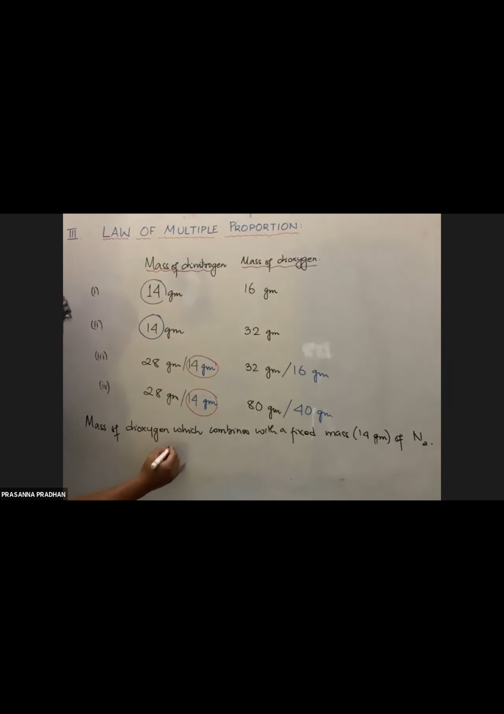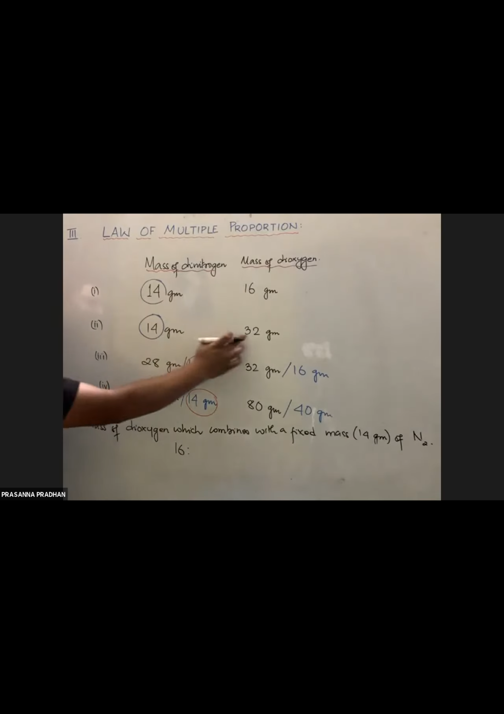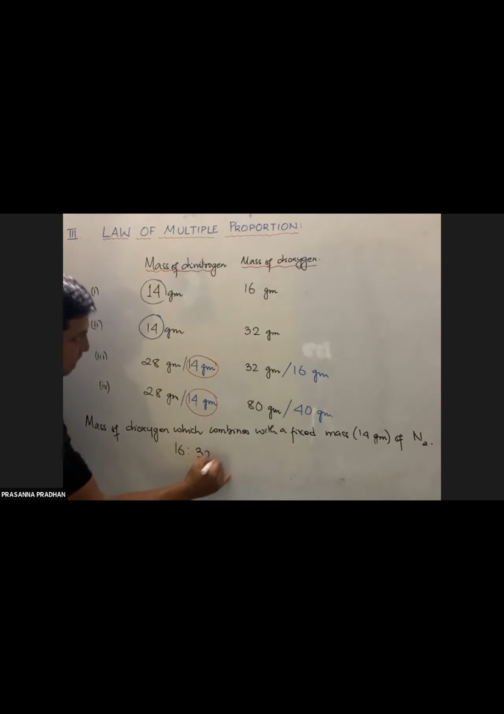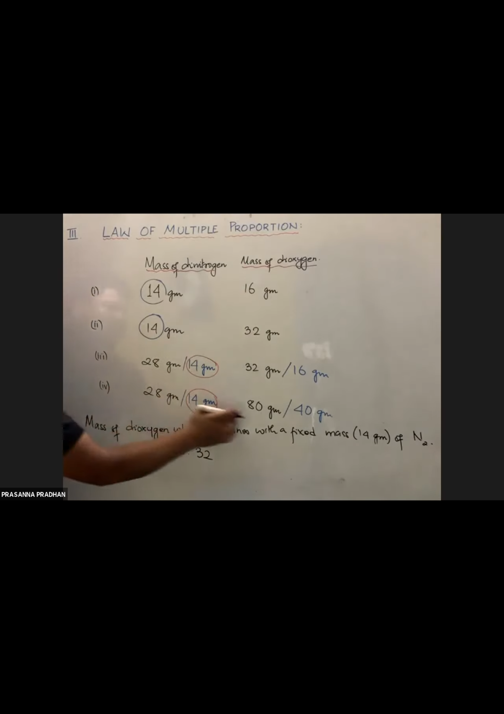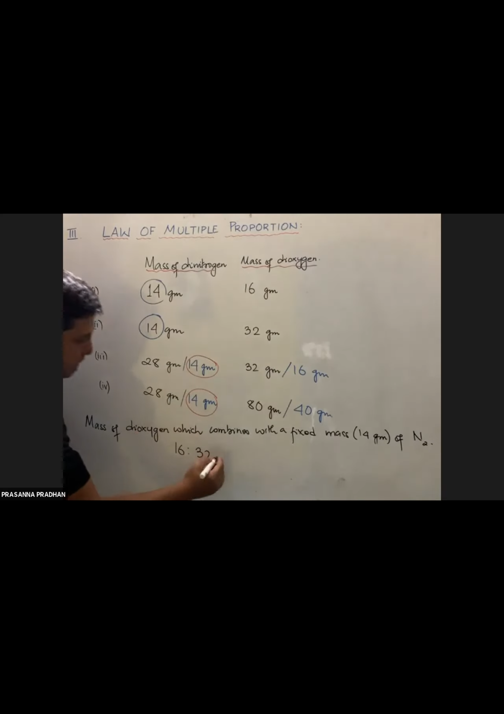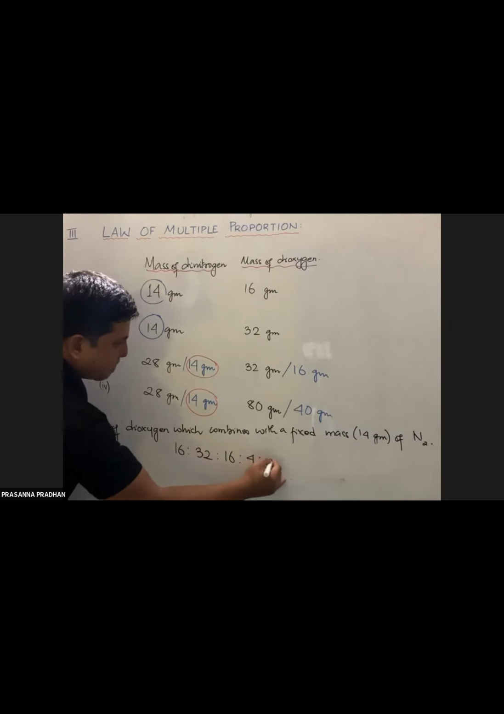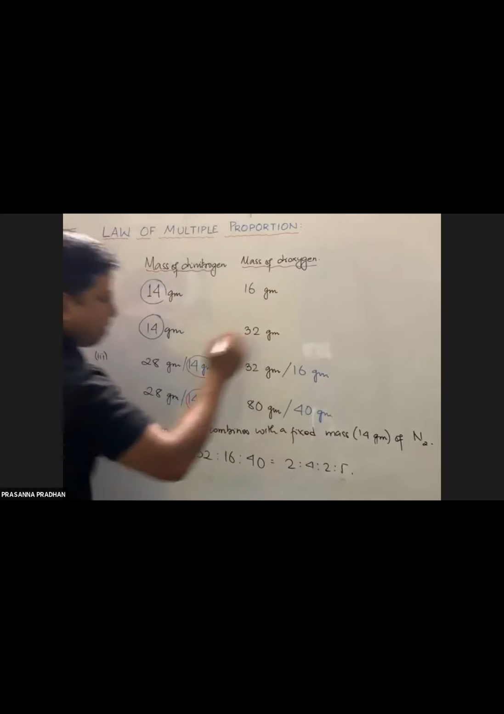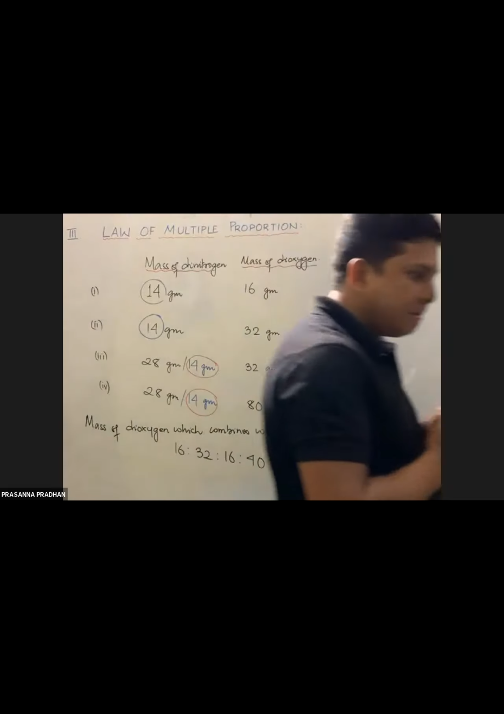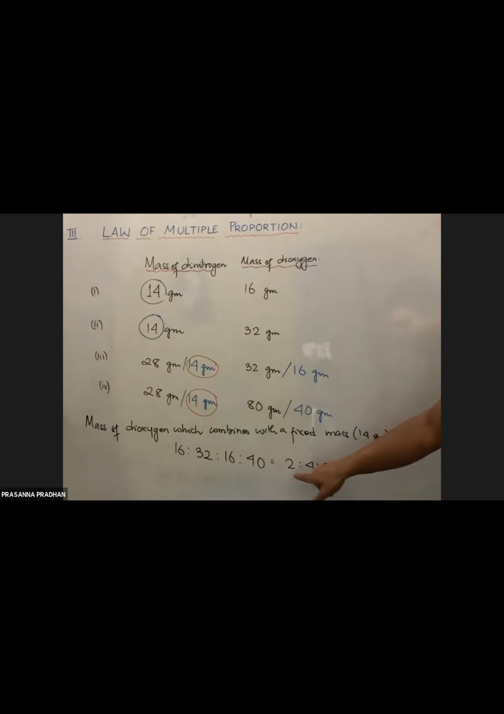First में कितना था? 16. 16 combines with 14. Next में 32 combines with 14. Third में 16 combines with 14. Last में 40 combines with this 14. So ratio क्या आ रहा है? 2:4:2:5. So is this whole number ratio? हाँ, ये तो whole number है.